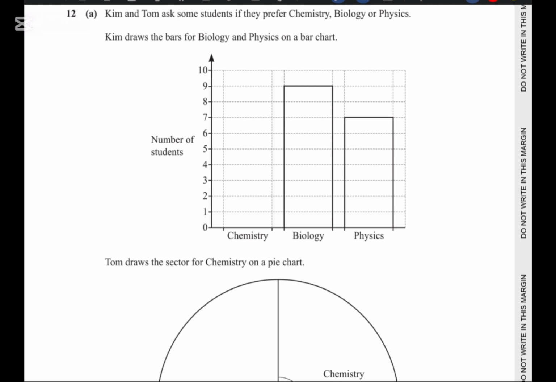So here students, you need to see that they did not give us the total number of students who were being asked. The information was taken from some students but the total we don't know. So let us take the total as x. Okay, so let the total number of students be x.